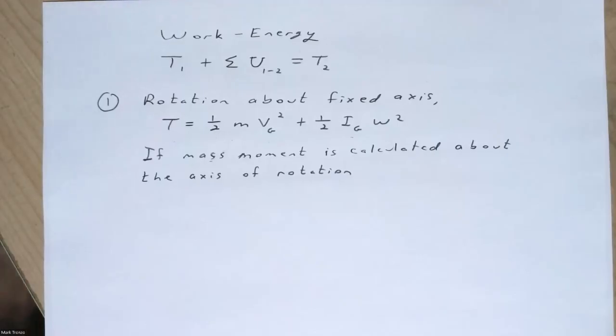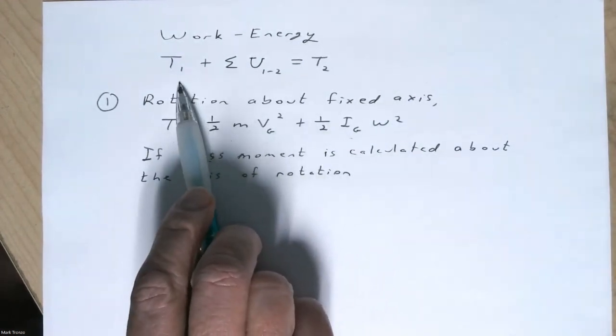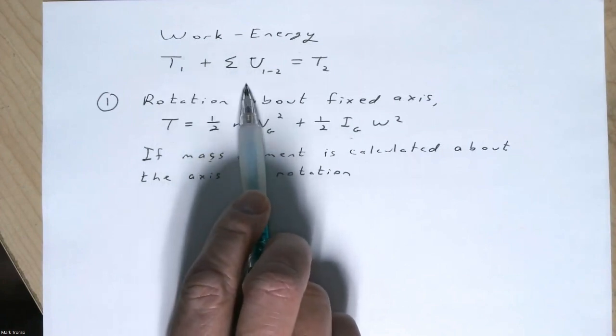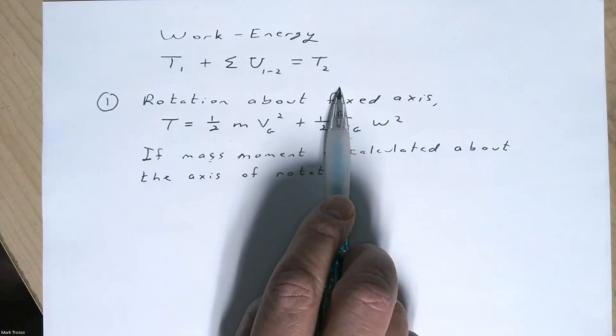In this video, we're going to look at work energy problems related to rigid bodies. And recall, the work energy equation is given this way: the initial kinetic energy plus the work done from state 1 to state 2 equals the final kinetic energy.